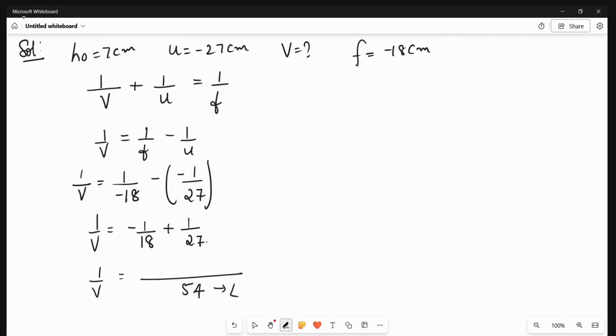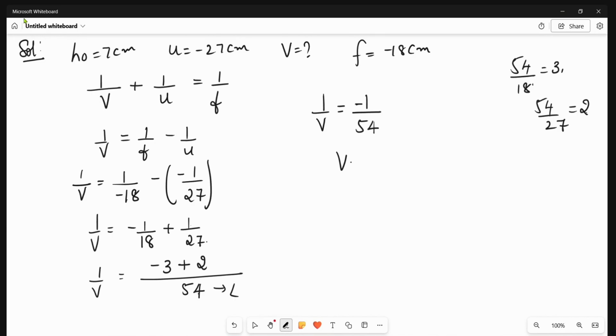LCM by denominator: 54 by 18, how much will you get? 3. Okay, this 3 you have to multiply with the numerator, so 3 into minus 1, so it is minus 3, plus. Again 54 by 27 is 2, so this 2 you have to multiply with 1, so it is 2 here. So 1 by v is equal to minus 3 plus 2, it is minus 1 by 54. V is equal to minus 54 centimeter.